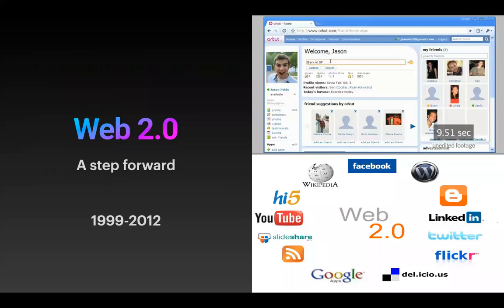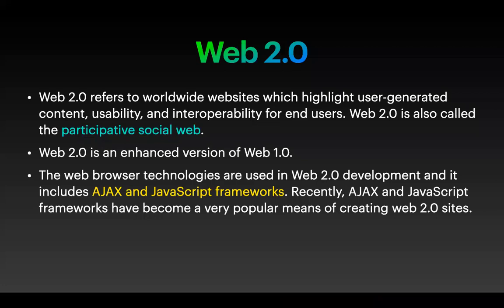All of this, from 1999 to 2012, is the era. I say it is a step forward. A step forward was taken, and we started to interact with the systems. These things started happening.